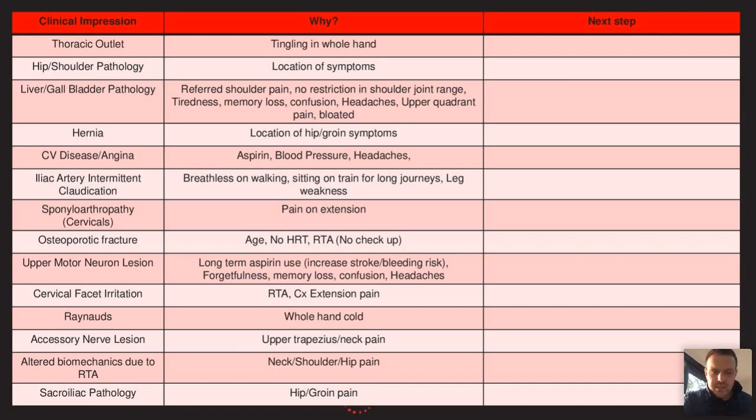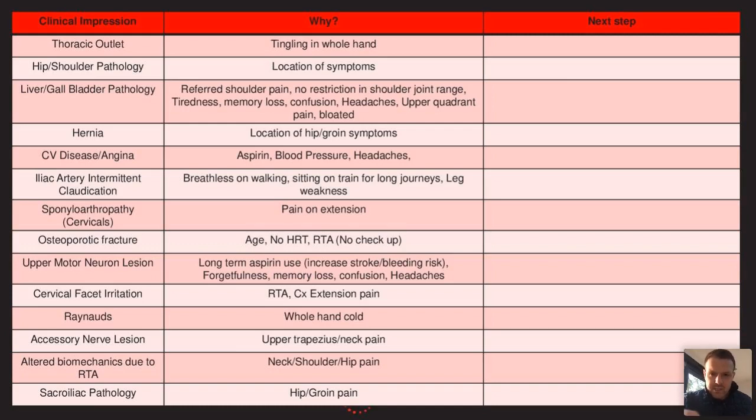Upper motor neuron lesion is anything to do with the brain or the spinal cord. Because of the long-term aspirin use, she's at an increased risk of stroke. And because she's been getting confused, getting headaches, memory loss, forgetful, that moves that up the list as well. So that's quite a worrying combination of symptoms there. It could just be a facet irritation because of the RTA, the traffic accident she had, and the pain on extension.